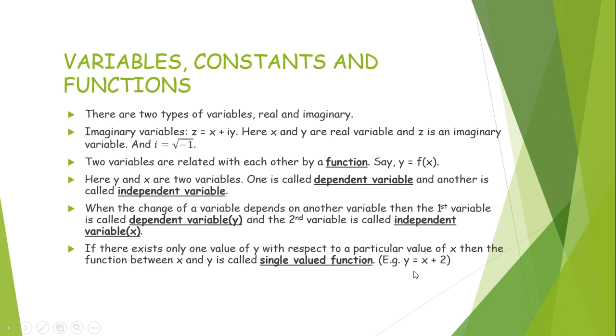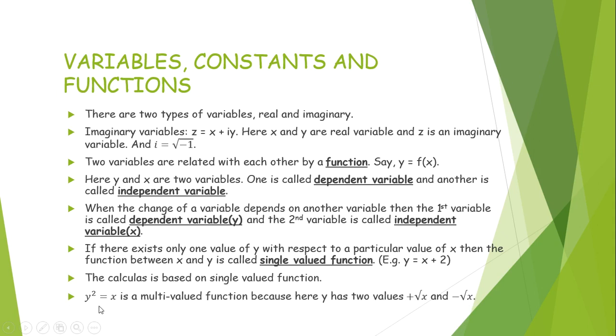For example, y equals x plus 2. If we put x equals 3, then y equals 5. So for a value of x, that is 3, we get only one value of y, that is 5. Now in this function y square equals x, if we put x equals 9, then we get two values of y, one is plus 3 and another is minus 3. So this function y square equals x is a multi-valued function.